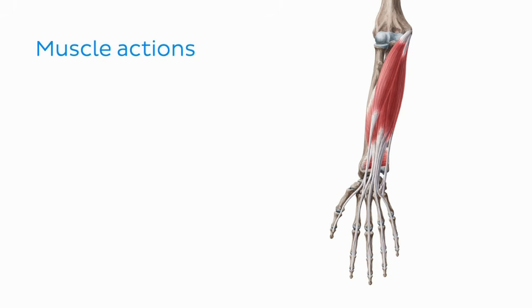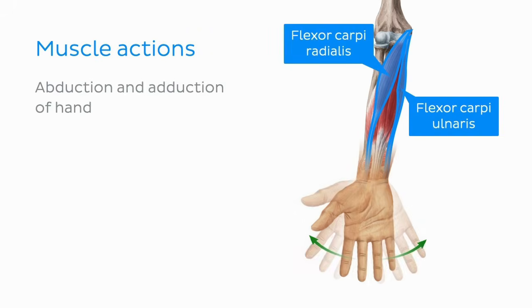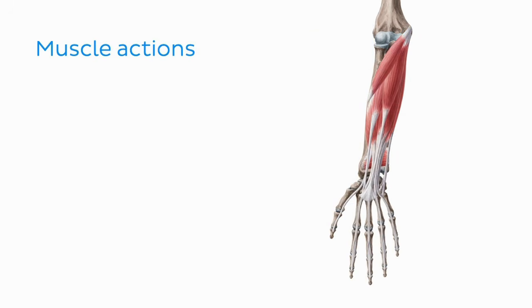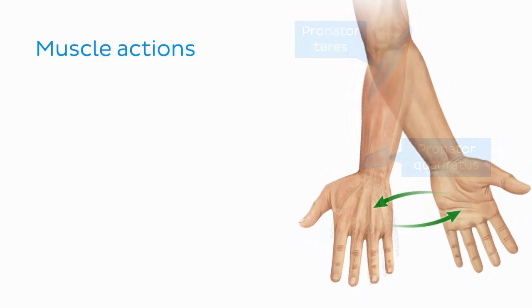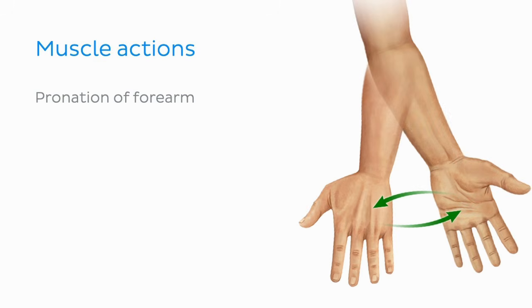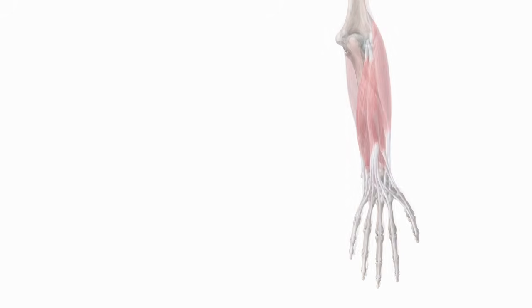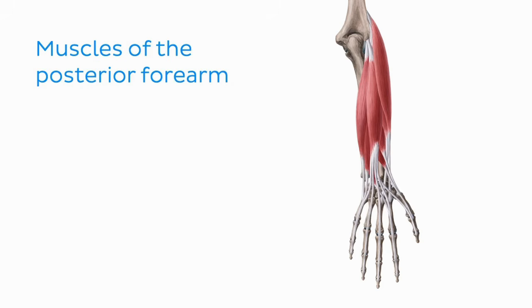Muscles positioned medially or laterally, such as flexor carpi ulnaris and flexor carpi radialis, will also contribute to abduction and adduction of the hand at the wrist. The pronator teres and pronator quadratus muscles work together to produce a twisting motion known as pronation. So now we're finished with the anterior group of the forearm. Let's flip that arm around and take a look at some of the main muscles of the posterior forearm.